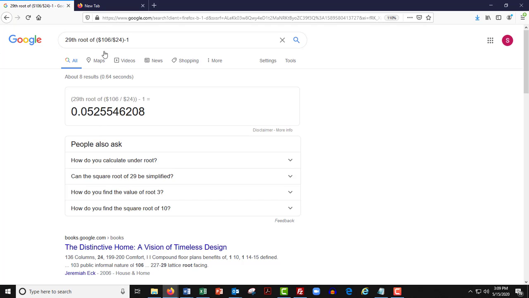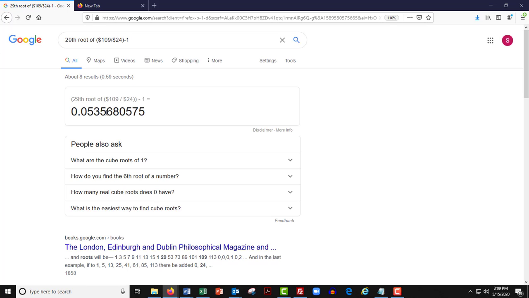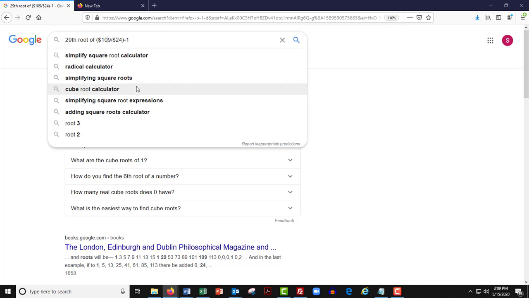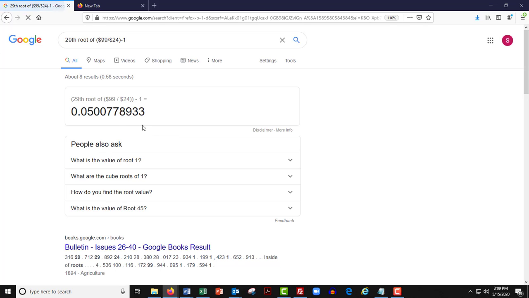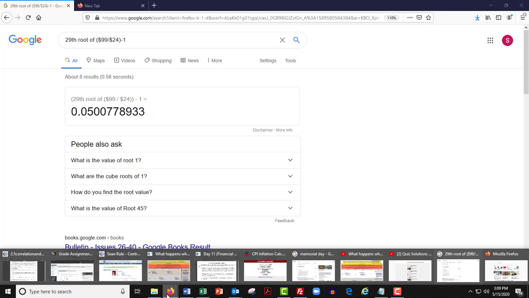So it looks like COCC, if you used $106, it was 5.26%. If you used 109, it'll be a little bit more, 5.36%. And if you use 99, it'll be a little bit less. It's 5%, almost even, 5.01%. So any one of those is fine. It's about 5%. That's good enough.